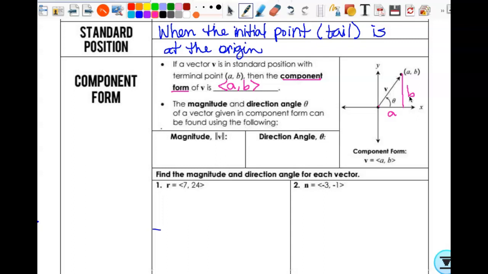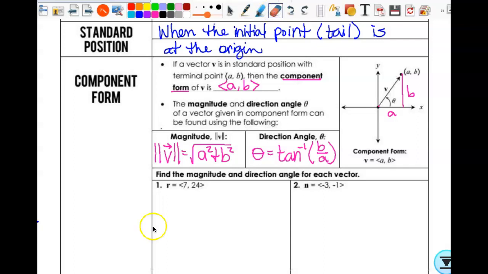So it says the magnitude and direction angle of a vector given in component form can be found using the following. So magnitude, it looks like a double absolute value. That means the magnitude of vector v. The magnitude is the length. So if I want the magnitude of vector v, how can I use A and B to find the length of v? Exactly. A squared plus B squared would equal the magnitude squared, right? So if I want the magnitude, then I just take the square root of A squared plus B squared. And then I want theta. How can I find theta? Tangent inverse, exactly. So theta is equal to the tangent inverse of B over A. And isn't this literally what we just did with polar? And isn't this literally what we did before that? We were looking at any angle in the coordinate plane. It's the same stuff over and over again, and it's all related to each other. Okay? We good? All right.